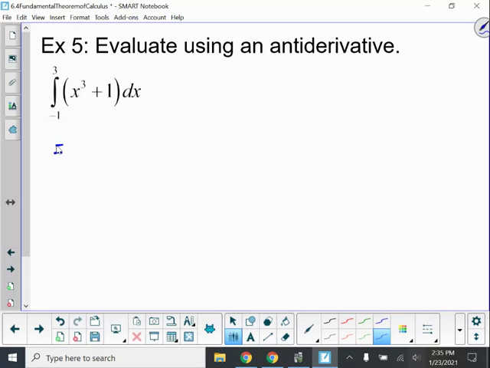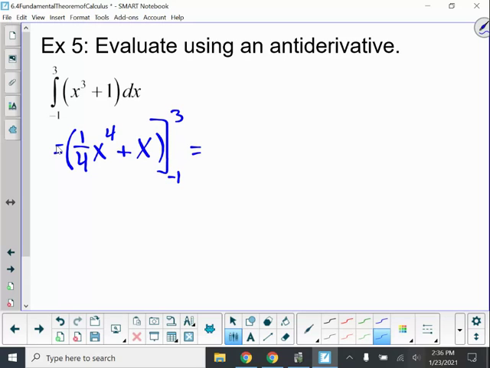So the antiderivative of x to the third power is 1/4 x to the fourth. The shortcut rules are going to be introduced in chapter 7, but for basic polynomials, you're going to add 1 to the exponent and then divide the entire function by the new exponent. So if I add 1 to 3, I get 4, and then I divide its coefficient, which is currently 1, by the 4. So that's how I get the 1/4 out in front. The antiderivative of the 1 then is merely x. And I'm evaluating that whole thing from -1 to 3.